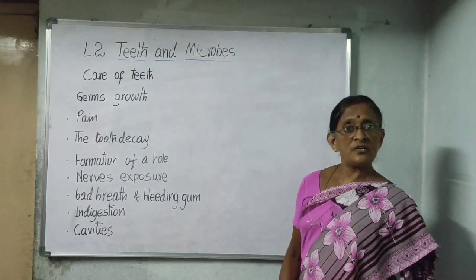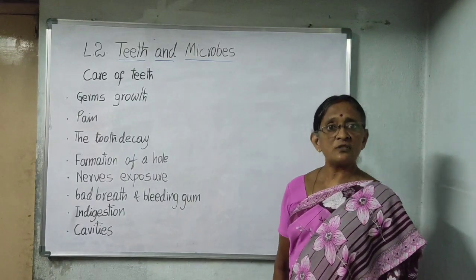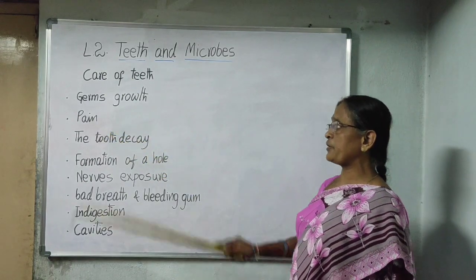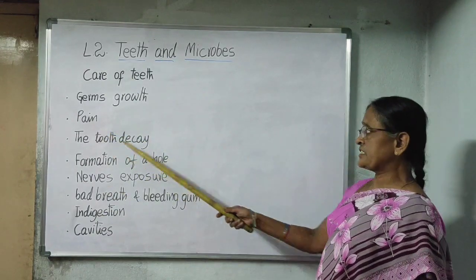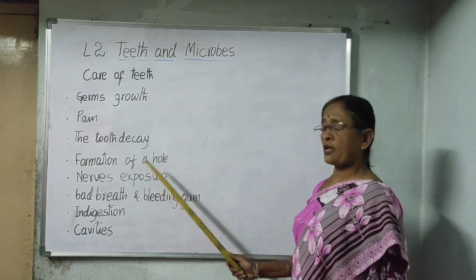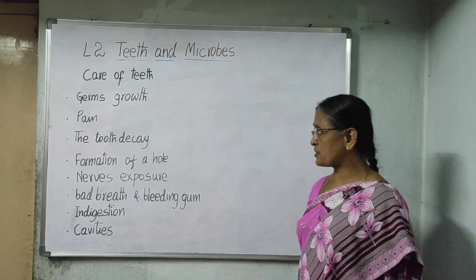Pain. When the germs reach the nerves which are present in the pulp, it causes severe pain. Then it leads to tooth decay. Tooth decay leads to the formation of a hole or a cavity.